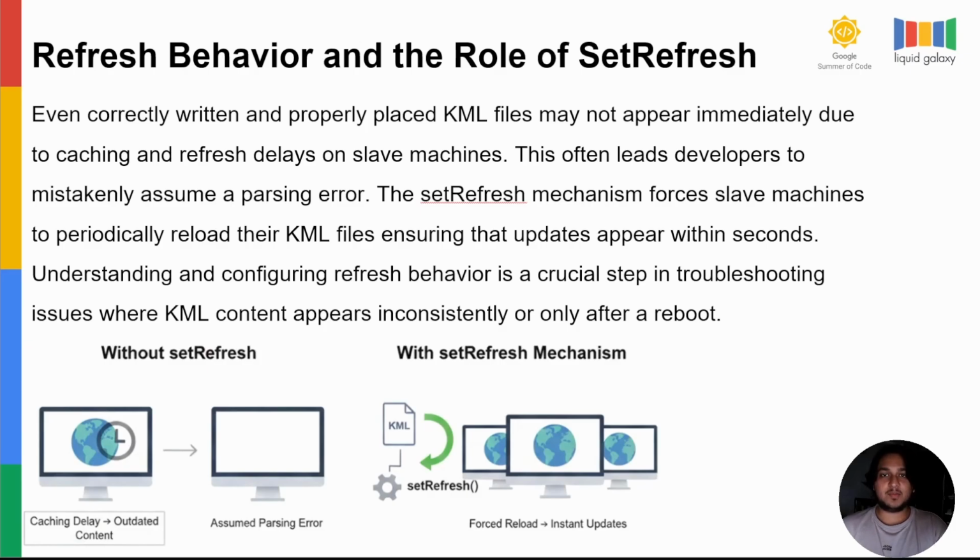The set refresh mechanism solves this problem by forcing each slave machine to periodically reload its KML files, so that updates propagate within seconds across all screens without requiring restarts or manual reloads. So when content appears inconsistently or only after a reboot, the first thing to check is not the syntax, but whether the refresh behavior is correctly configured.